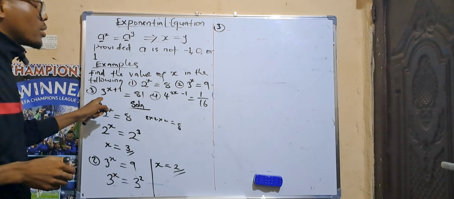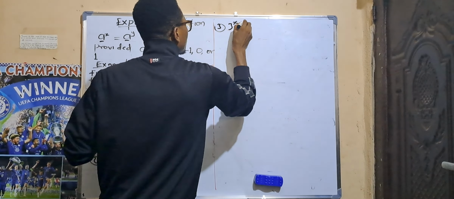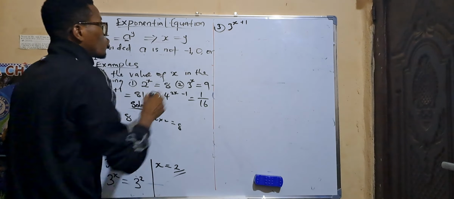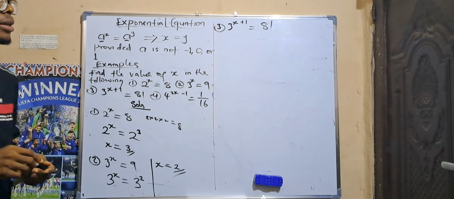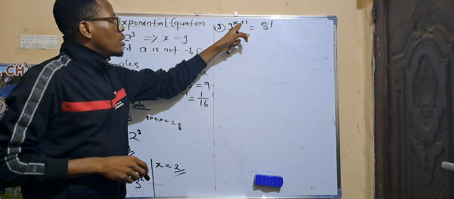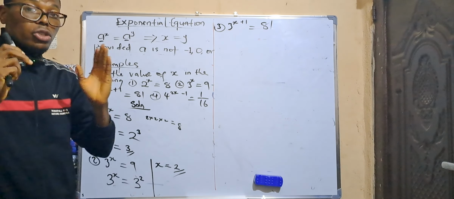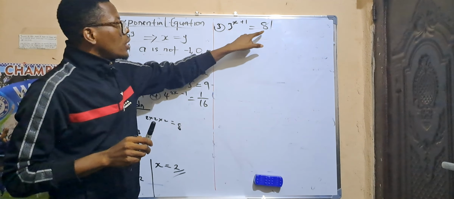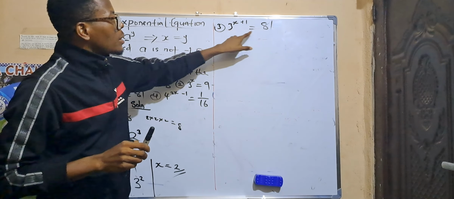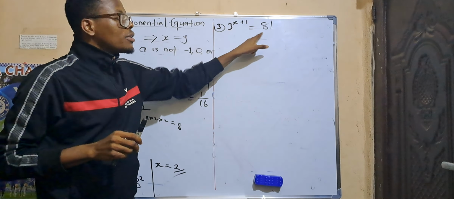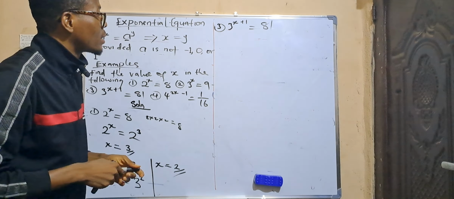We have 3 raised to the power of x plus 1 equal to 81, right? Now, how do I find this? What you always do, as we have been doing, is make sure that this 81 and the 3 have the same base. We'll make sure we have a similar base at the left hand side and at the right hand side.